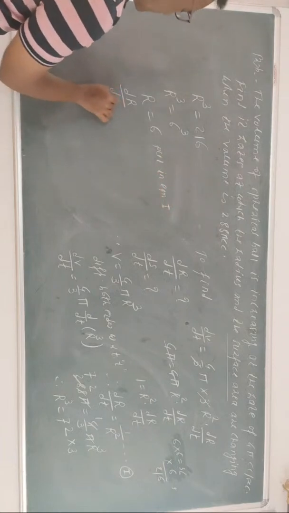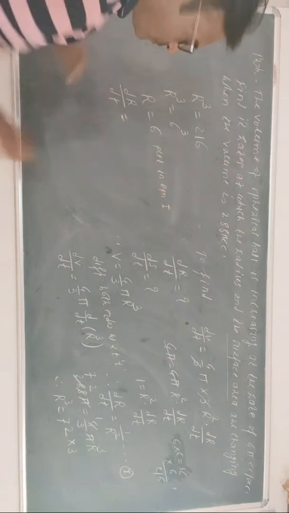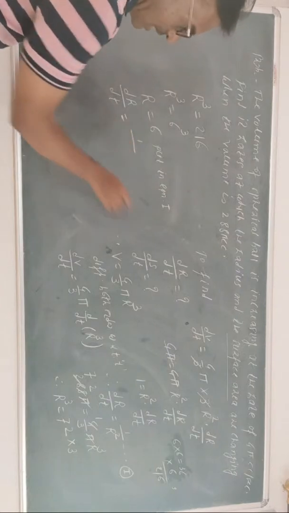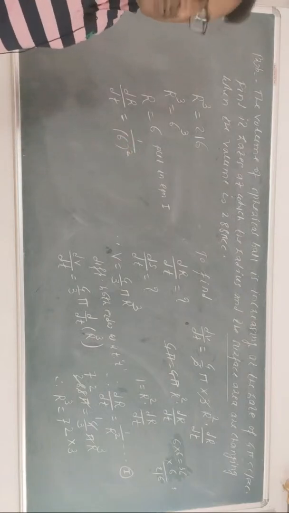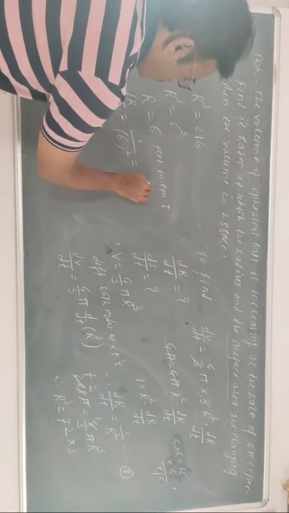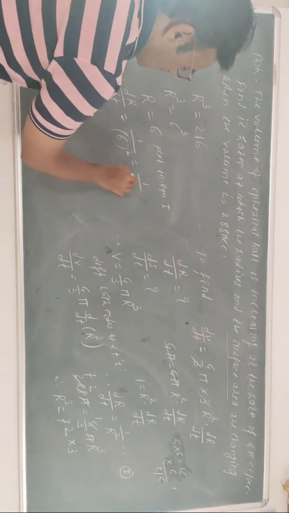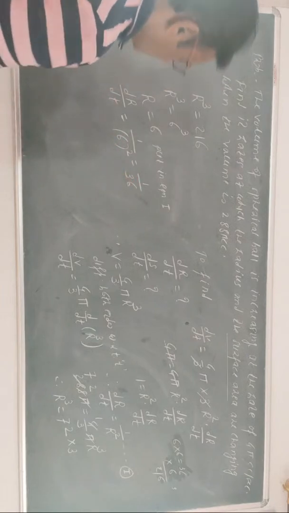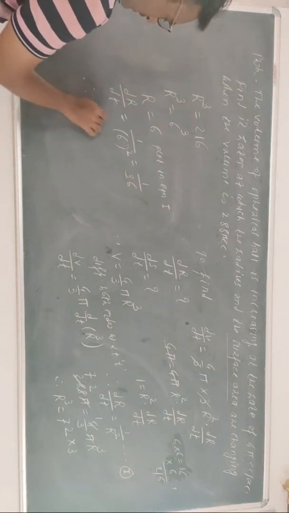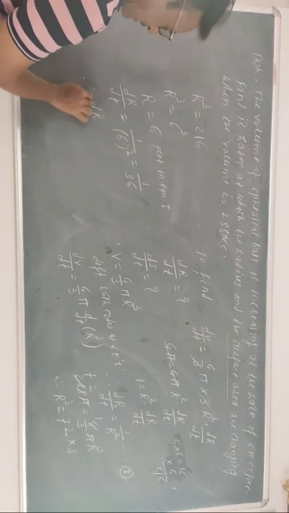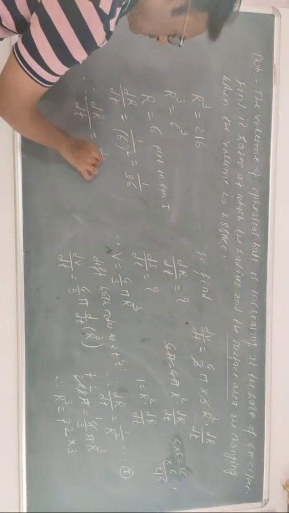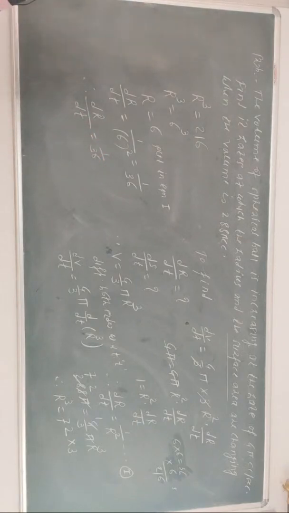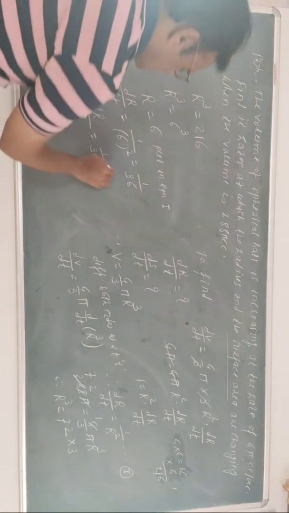Therefore dr by dt is equal to 1 upon r squared, here r is 6, so 6 squared is 36, that is 1 upon 36. Therefore the rate of change of the radius of the spherical ball with respect to time t is equal to 1 by 36 cm per second.